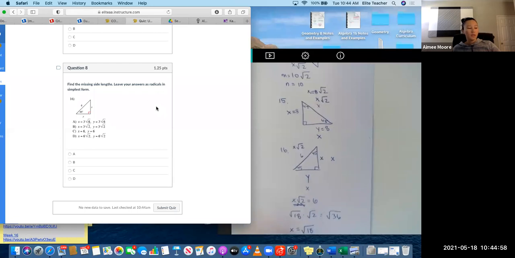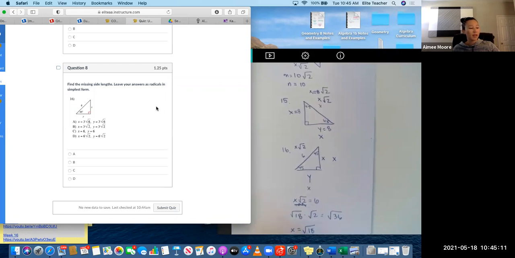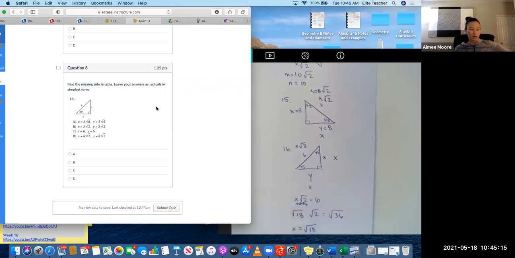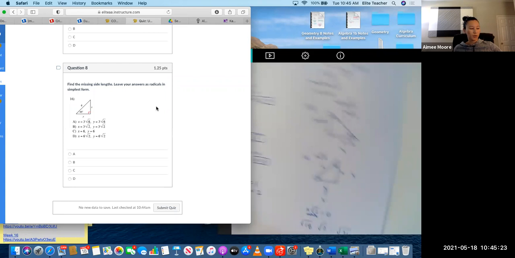Which, did we simplify radicals? I can't remember if we did that in geometry or just in algebra. So this is the square root of 3 times 3, which is 9 times 2. So we can simplify this. And that's 3 times the square root of 2. So x equals 3 radical 2.